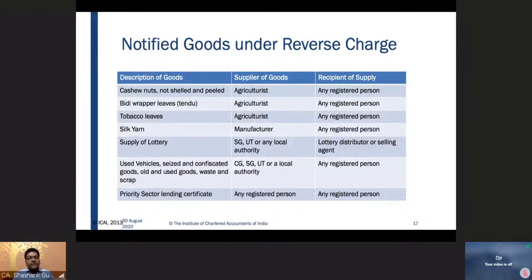Next is priority sector lending certificate. So for the priority sector lending certificate, the law says that if the supplier is any registered person and the recipient is any registered person, so what is priority sector lending certificate? This is applicable between banks and financial institutions. We had discussed in great detail. So this priority sector lending certificate, the applicable GST is to be paid by the recipient under reverse charge.